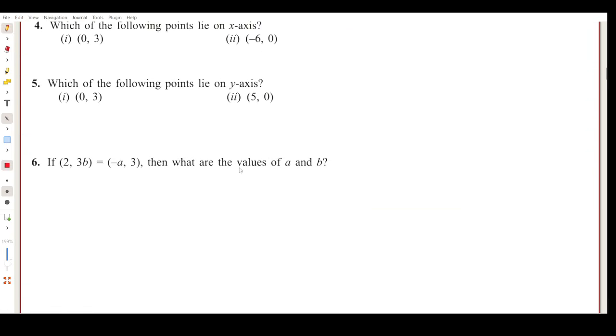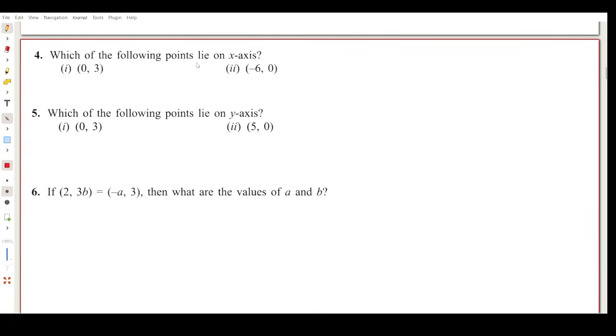Now fourth question. Which of the following points lie on x-axis? I have taught you the point on x-axis will be x comma 0. Here which one is correct? The second one is correct, that is -6 comma 0. Next, which of the following points lie on y-axis? The point on y-axis will be 0 comma y, that means 0 comma 3 is correct.